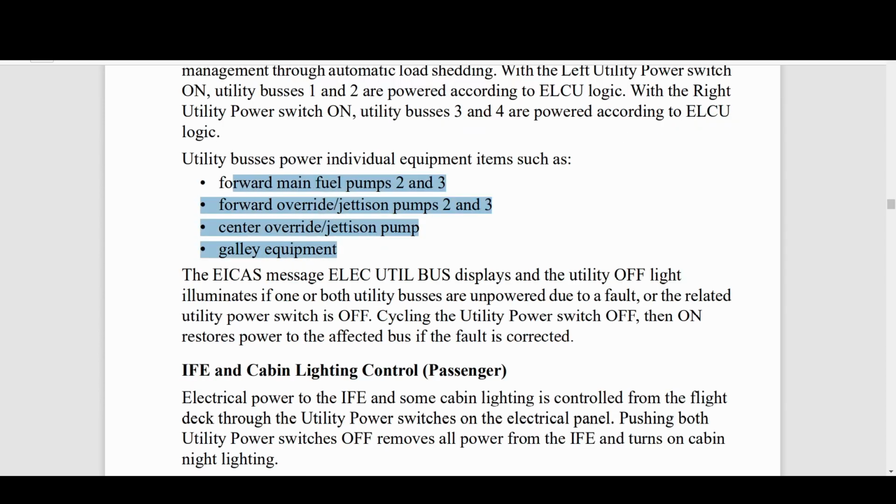Forward main fuel pumps 2 and 3, forward override jettison pump 2 and 3, center override jettison pump, galley equipment.